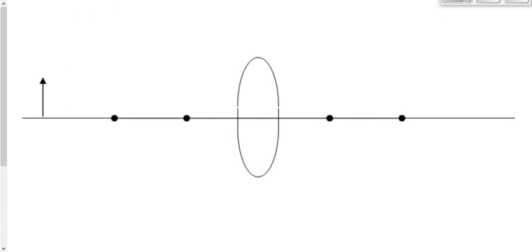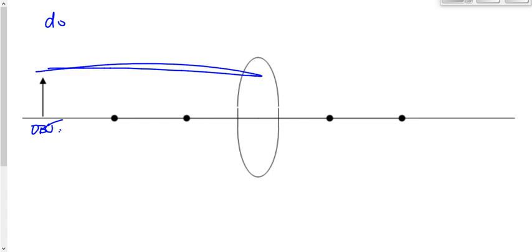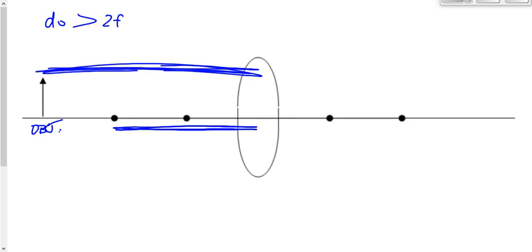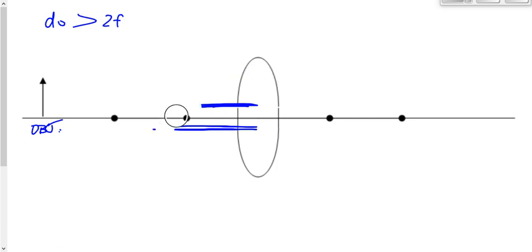All right, if I want to find what the image of this object looks like, we've got our object on the left-hand side over here. By the way, the object distance is the distance from the object to the lens. The object distance here is greater than 2F. 2F is the distance from 2F to the lens. And F would be the distance from the focal point to the lens. We've got a situation right now where the object is beyond 2F.